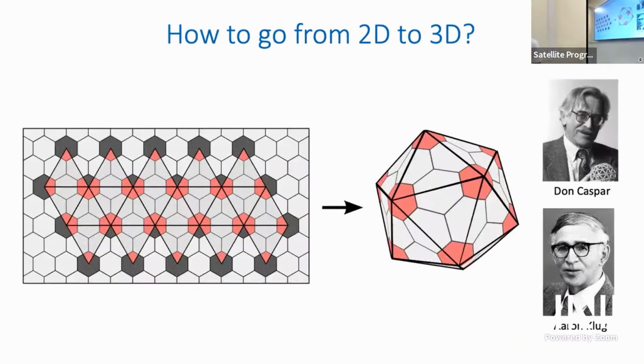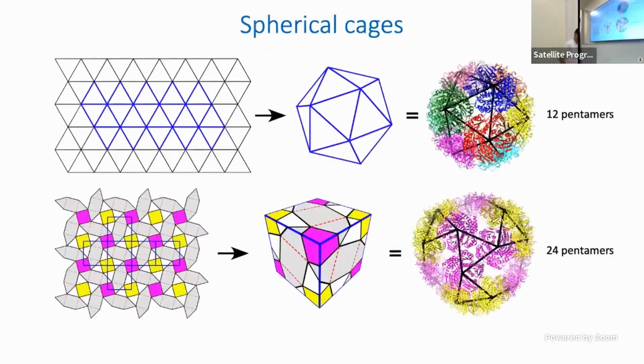But now we have a lattice. We want to go from 2D to 3D. So we need to do the same thing: put a net of a polyhedron on it, cut it out, wrap it up, and then get the 3D structure.